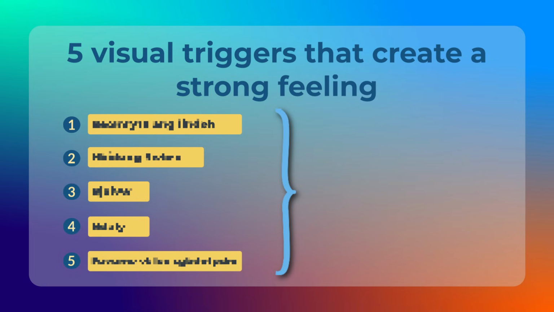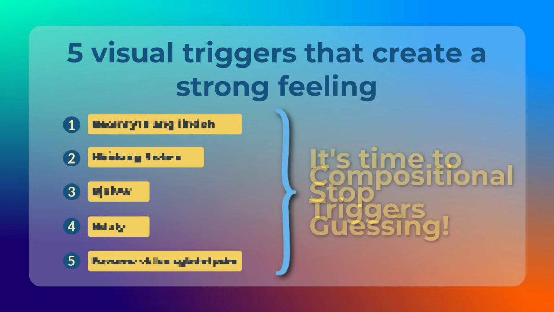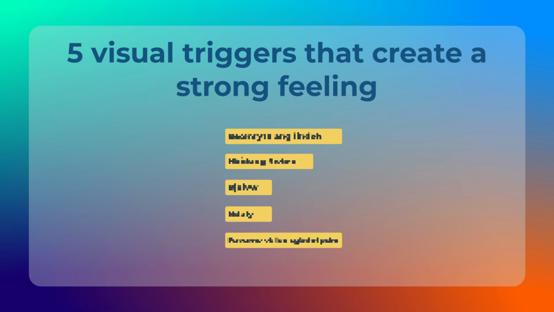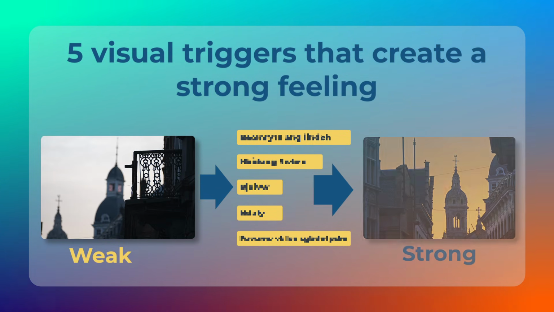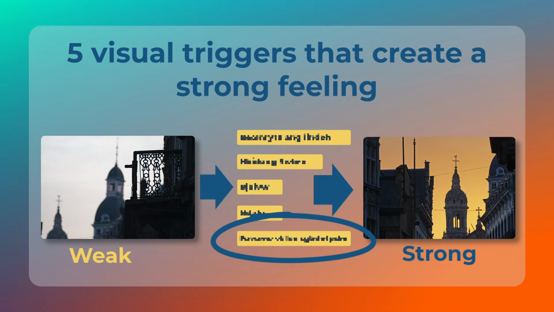I call them compositional triggers. And once you understand what those triggers are, you stop guessing. By the end of the video, you'll be able to recognize these triggers instantly and use them as a starting point for strong, intentional compositions instead of just hoping that it all works out later. And if you stick around to the end, the final trigger I'll talk about was a real penny dropping moment for me. It completely changed how I think about composition, and it might do the same for you as well.